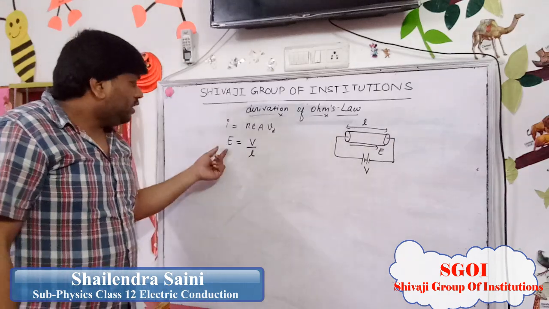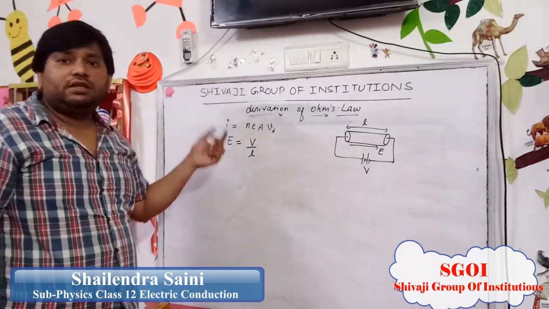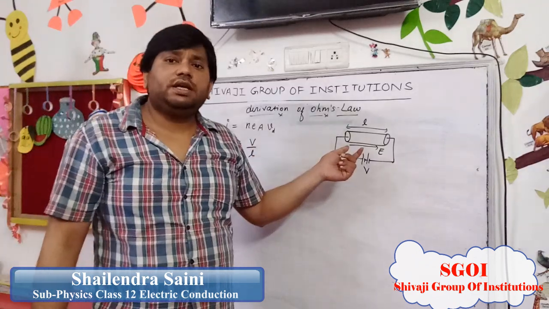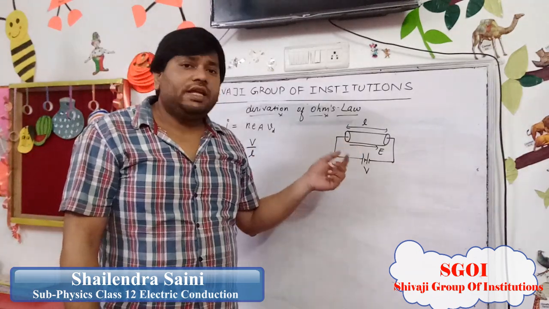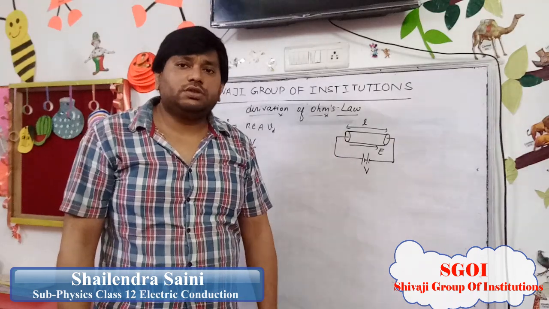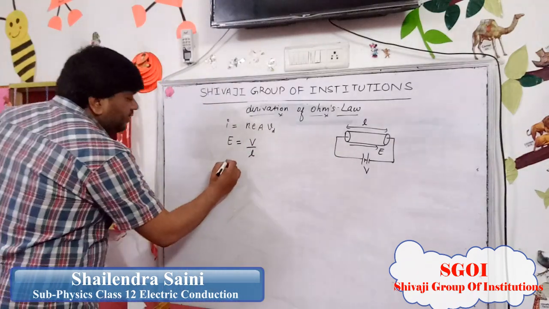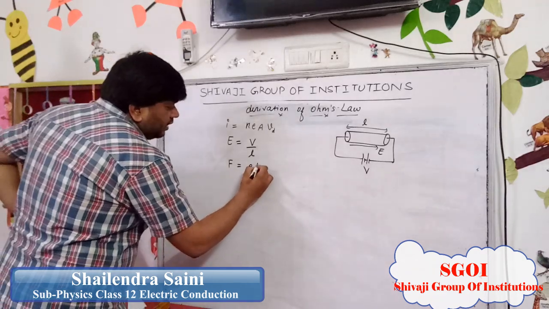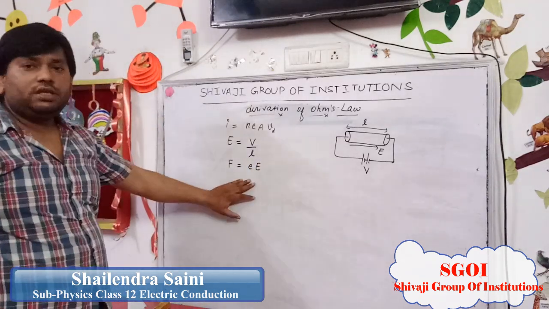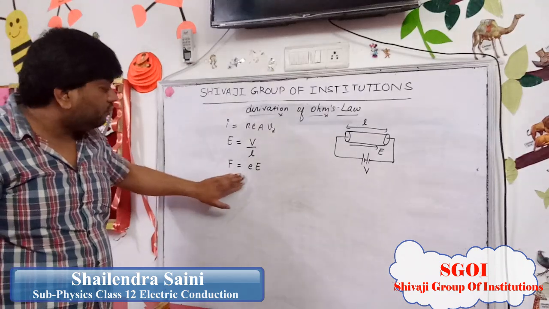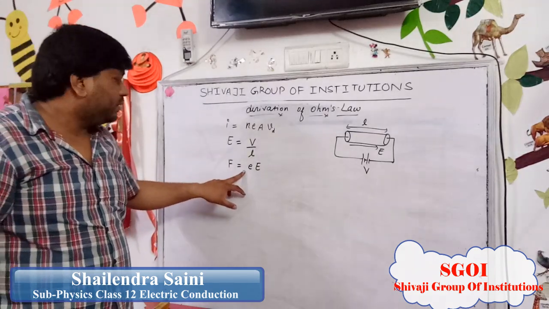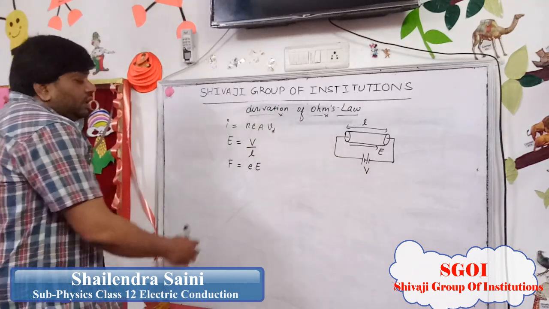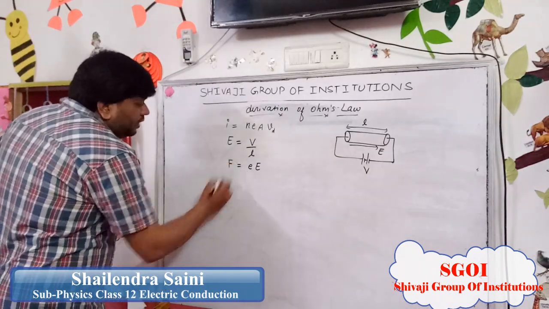So E equal to V by L. As we know from the electrostatics chapters, when a charge carrier is placed in an electric field, there will be a force, and that force is called the electrostatic force, and we can write F equal to QE. Q here we are representing by e, so F equal to e into E. The value of e you know is 1.6 into 10^-19. Okay, now F equal to QE.